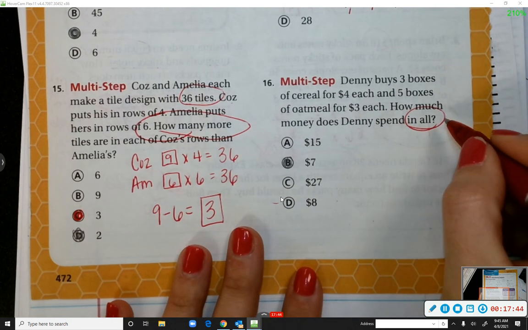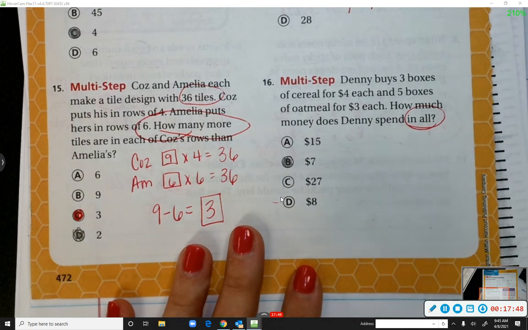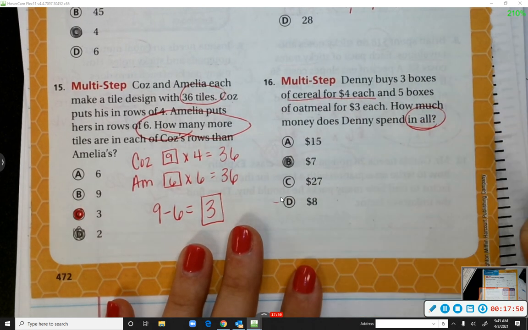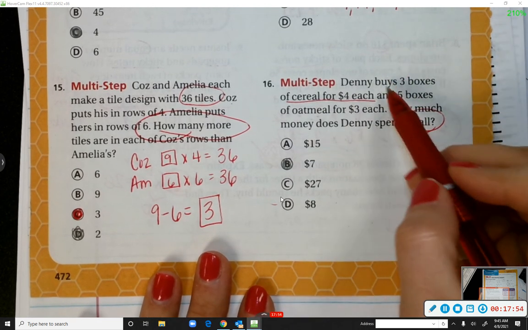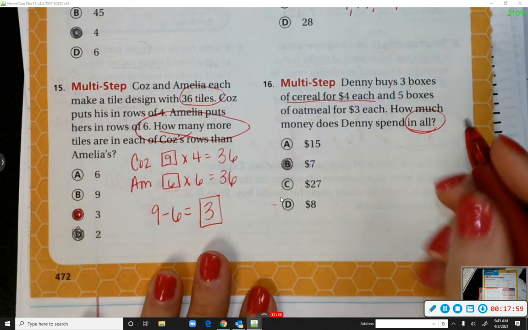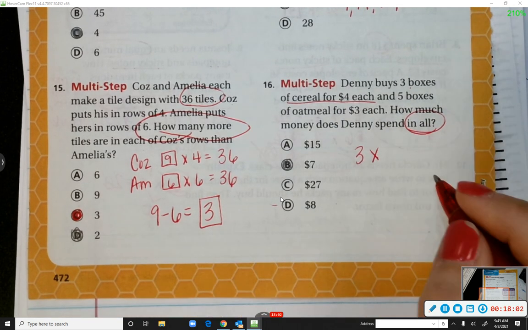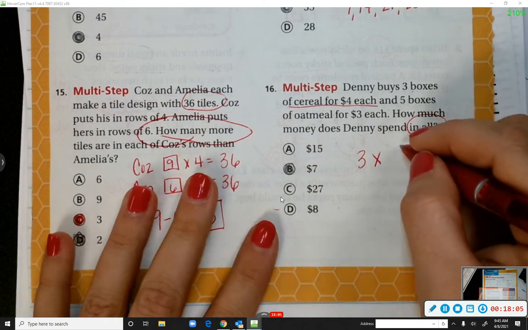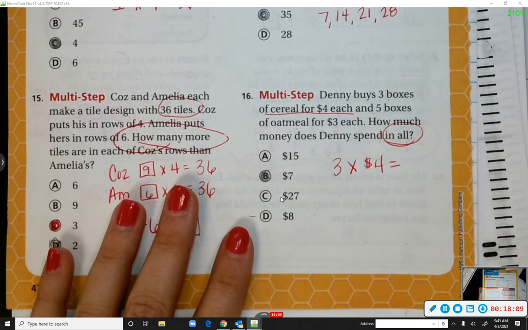For cereal, you can multiply 5 times 4. Not 5 times 4 for cereal. Wait a minute. Denny buys 3 boxes of cereal for how many dollars? 3 boxes of cereal for $4 each, okay? So for cereal, we do 3 times 4, which is what?